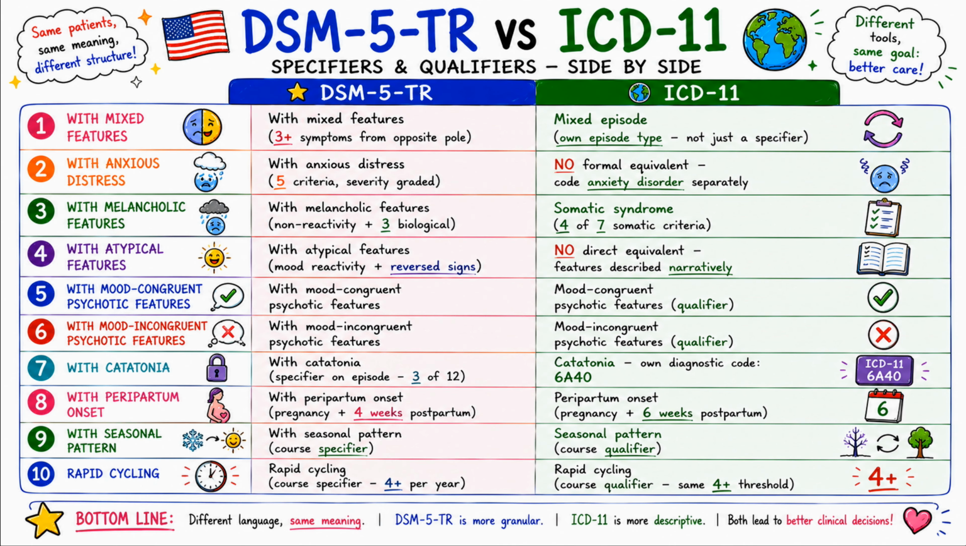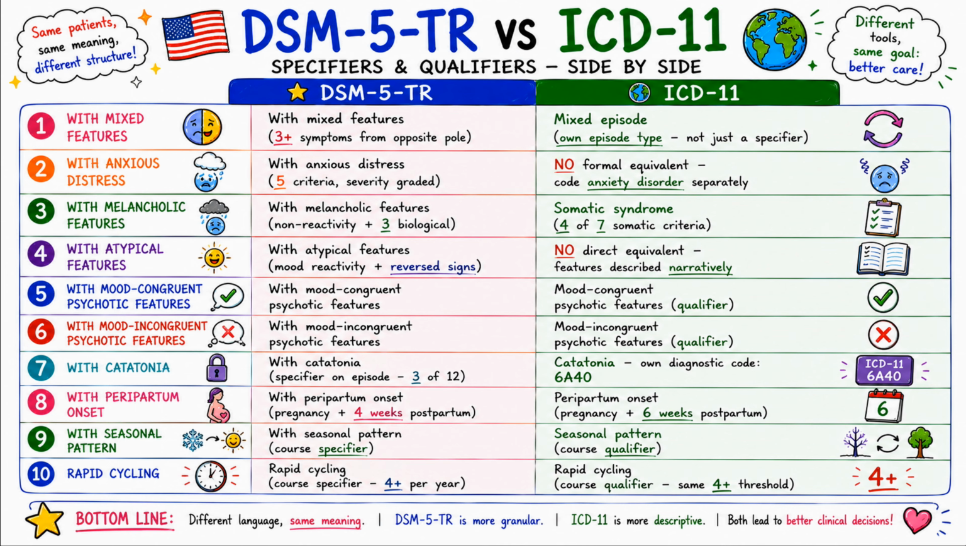Let's go through this table row by row and pick out what matters. Mixed features. DSM adds it as a specifier onto an episode. ICD-11 makes it its own episode type. Different structure, same patients. Anxious distress. DSM has it formally. ICD-11 does not. Code anxiety separately in ICD. That's the most important gap between the 2 systems. Melancholic features maps to somatic syndrome. Same concept, different name, slightly different threshold. Atypical features. DSM has it. ICD-11 doesn't have a direct equivalent.